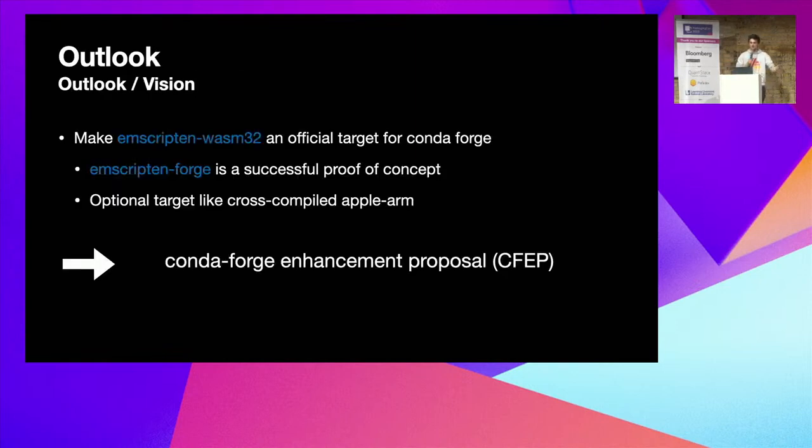So what's our outlook and our vision for this? We want to make Emscripten, or Emscripten WASM 32, an official conda-forge target. We believe that this tiny experiment we did with Emscripten-Forge was a successful proof of concept, and we would like to see the Emscripten target as an optional target to cross-compile, like we do for Apple ARM. At the moment we are writing a conda-forge enhancement proposal, and hope that this way we can integrate this fully into conda. And now I also have a tiny demo to show you what you can actually do with these things. I hope it works.